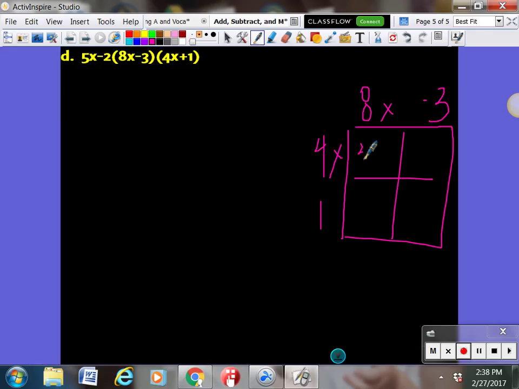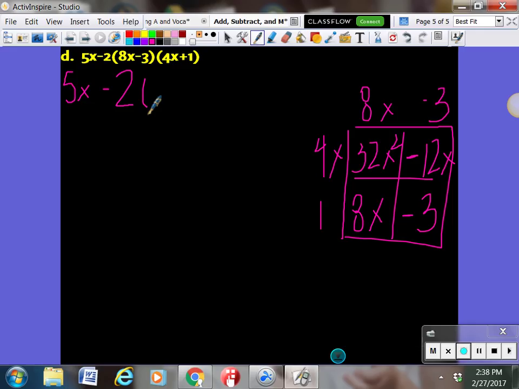4x times 8x is going to be 32x squared. 4x times negative 3 is negative 12x. 1 times 8x is going to be 8x, and 1 times negative 3 is negative 3. So when I write my answer, I'm going to still have my 5x minus 2 times, in parentheses, 32x squared. Add my like terms together of 8x and negative 12x, which makes negative 4x, minus 3.